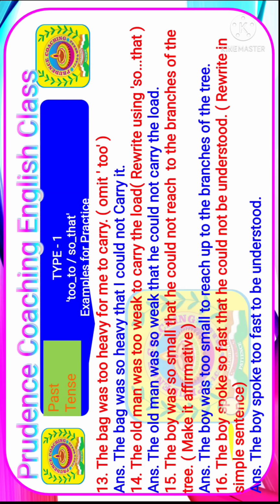Next one, the boy spoke so fast that he could not be understood. Here the sentence will be the boy spoke too fast to be understood. So here we will change this so into too and this that into to. We will just ignore all the things that we use in case of that. Here we are using too, so we will be ignoring all this and we will write to be understood here.